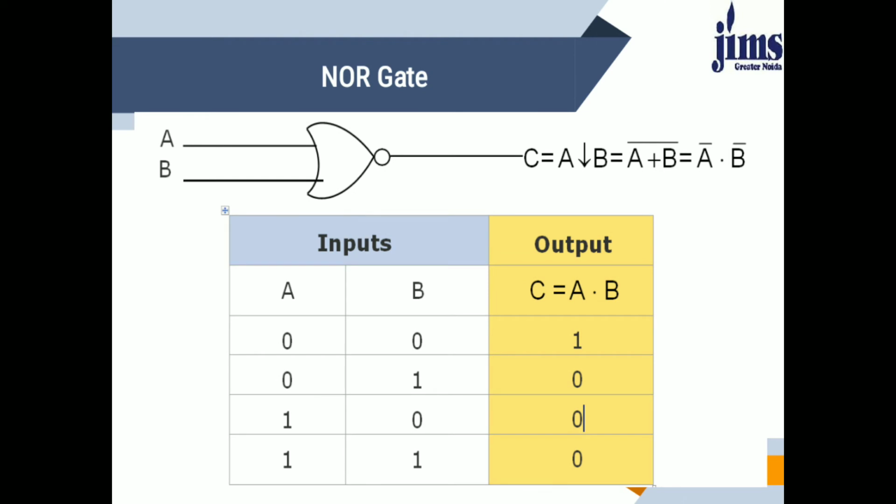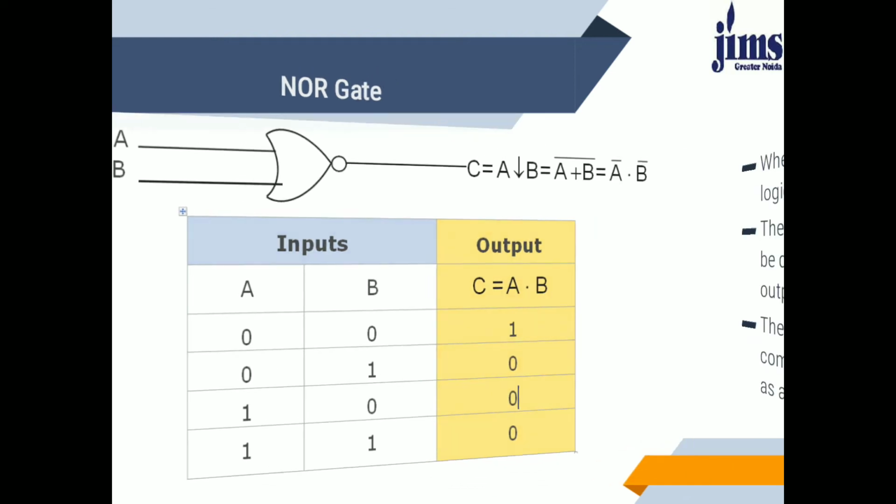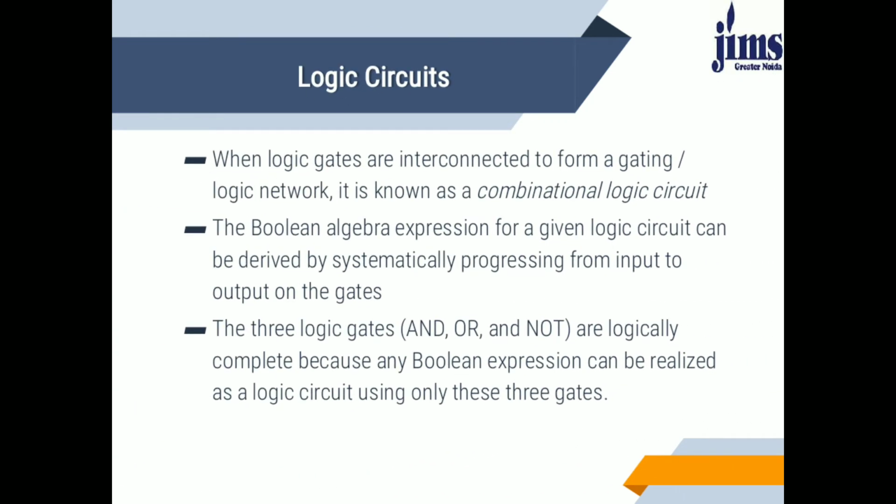As you know, the Boolean expression for OR gate was A plus B. So, for NOR gate it will be bar of (A plus B), which equals A bar dot B bar. So, whenever any of the inputs is 1, the output will be 0, and when all the inputs are 0, then the output will be 1. This is the working of a NOR gate.